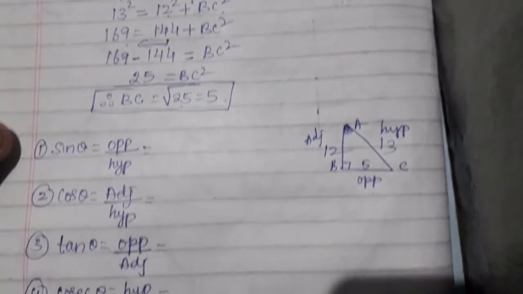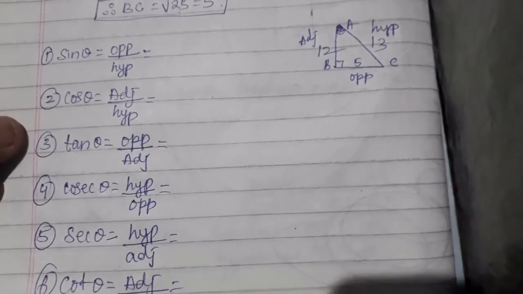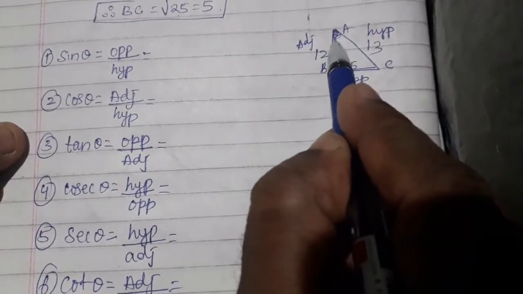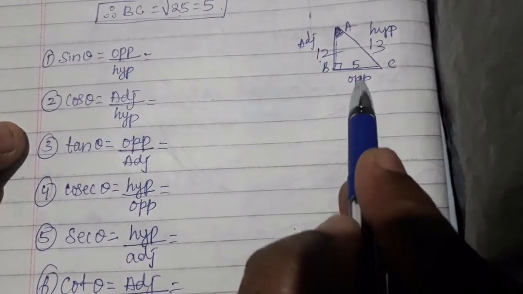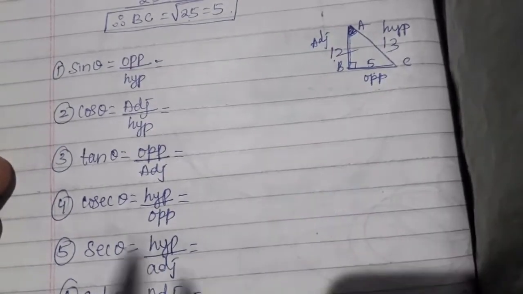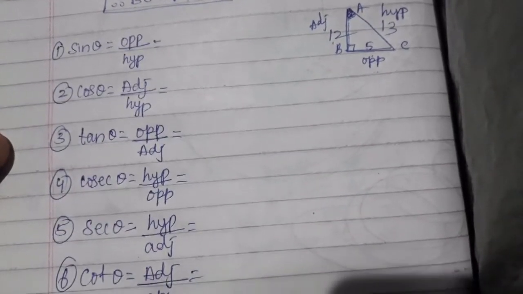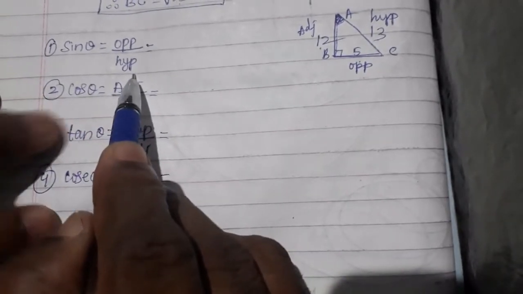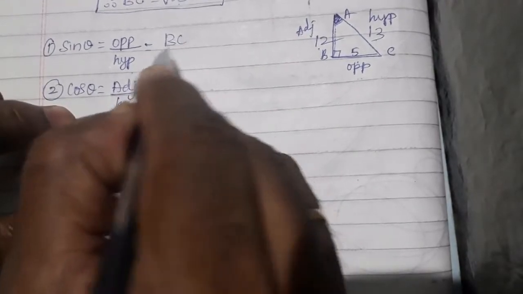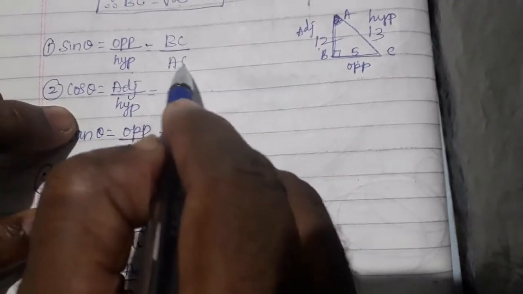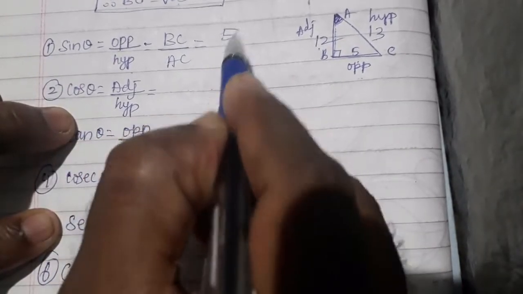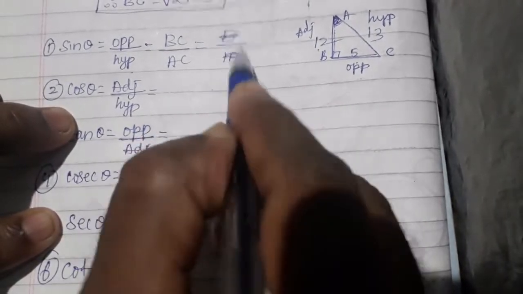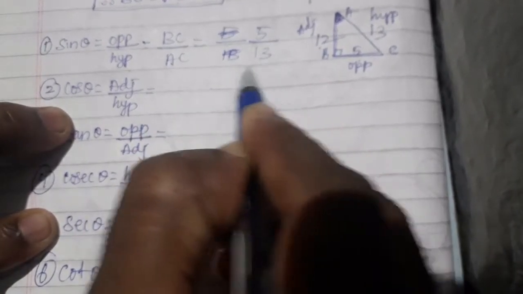Now I have to find all the 6 trigonometric ratios. So I am taking the right angle triangle here. Acute angle is A. Adjacent is 12, opposite is 5, hypotenuse is 13. You have to remember all these 6 ratios which were already discussed. Sin theta is equal to opposite by hypotenuse. Which is opposite? BC. Which is hypotenuse? AC. BC is 5, AC is 13. So sin theta is 5 by 13.